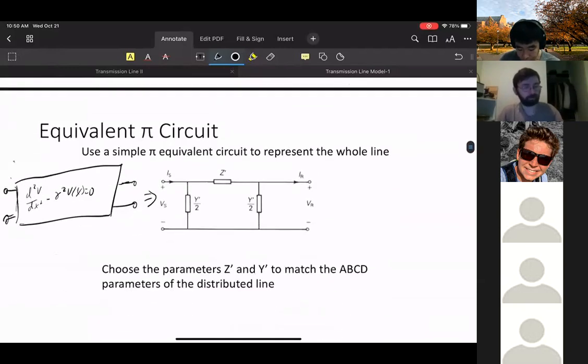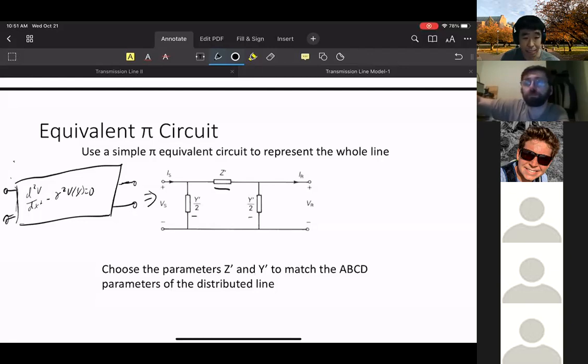I'm going to represent it by an equivalent circuit. We're going to represent it by this so-called equivalent pi model circuit. It's called a pi model because it looks like the Greek symbol pi. It has an impedance and two shunt admittances, one separated out to each end of the line. So if you solve this differential equation, it turns out you can pretend that instead of a circuit with many small pieces, it's the same as an equivalent circuit with this pi model. And all you need to do is match the terms. You do some symbol matching to get this.